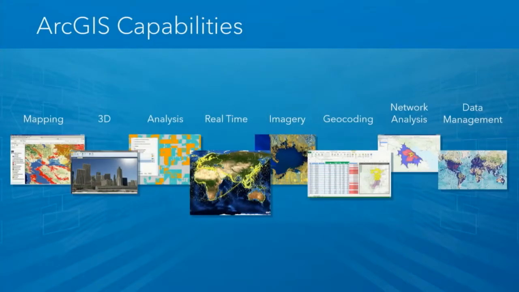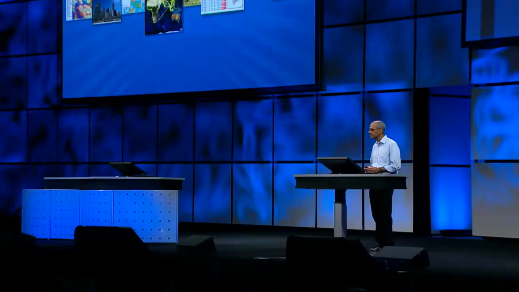As far as the functional capabilities of ArcGIS, they span a very wide swath. We think of them in these categories that are shown here: mapping and visualization, 3D, analysis, real-time, imagery, geocoding and network analysis, and data management, and the core geographic information models. We're doing work in all of these.